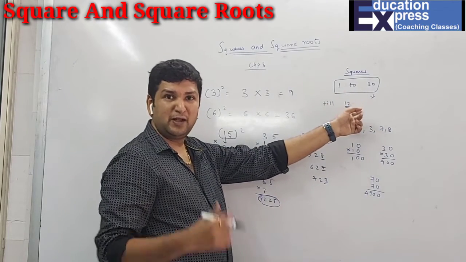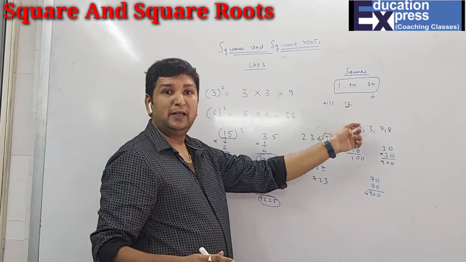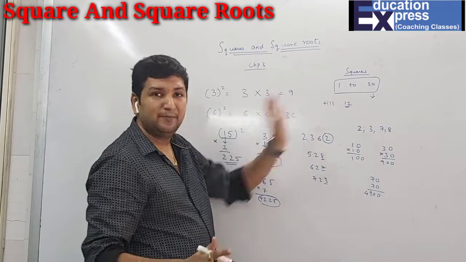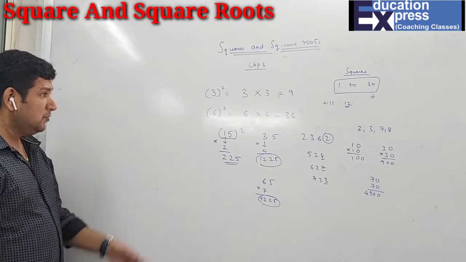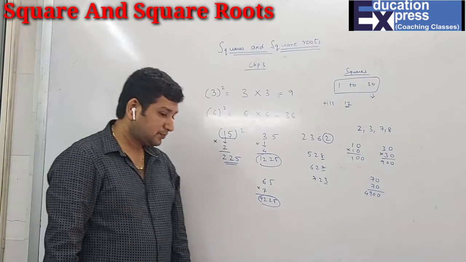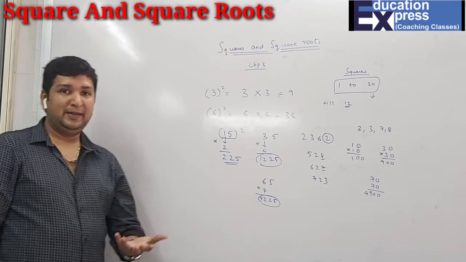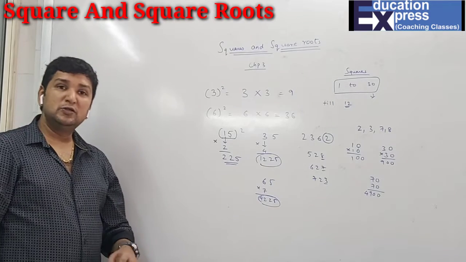Obviously 15 ka square now you know, 25 ka you know, 20 you know and 30 you know. That means 4 things are already done. So the remaining things now obviously you have to learn and give to your parent. Now we will start over here how to find the squares using different methods.